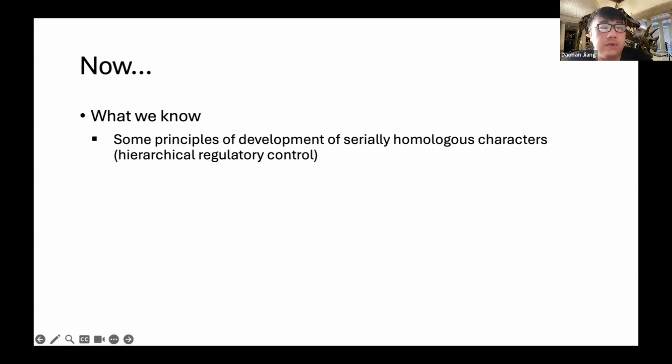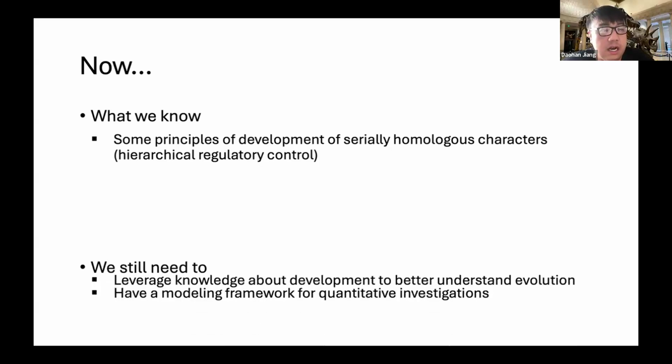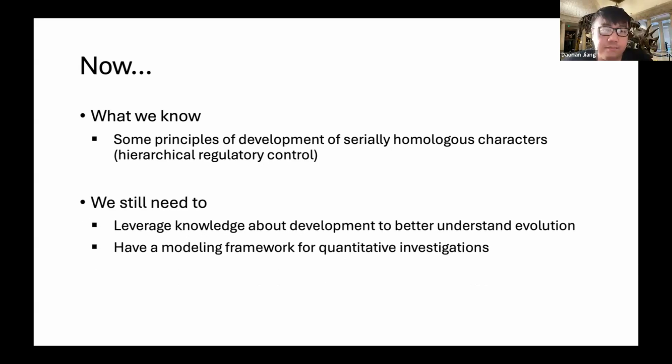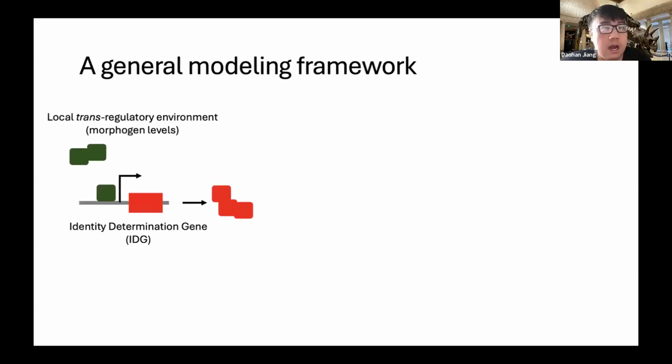So what we know now, as mentioned, is some principles of development. And we still need to better leverage this knowledge to understand the evolutionary dynamics. Importantly, we still need a modeling framework under which we can perform quantitative investigations for how features of the developmental processes can constrain or bias the course of evolution. So that's what we are doing here.